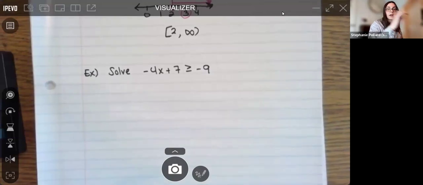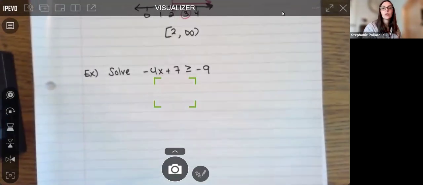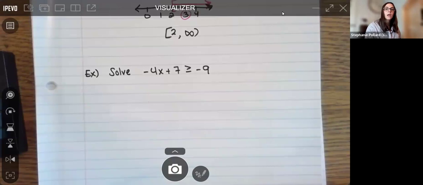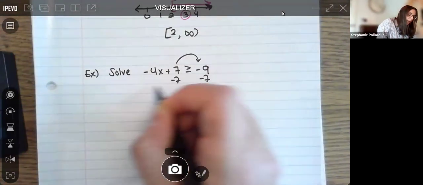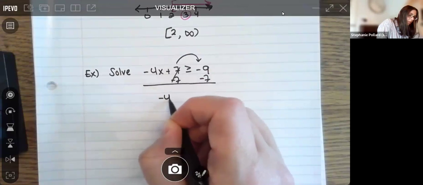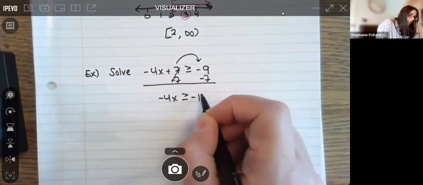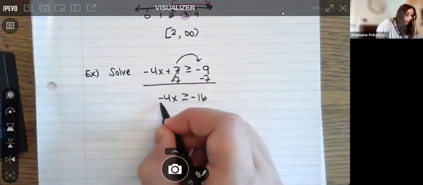All right, -4x plus 7 is greater than or equal to -9. Again, we're just going to solve as usual here. I don't see any parentheses or fractions or anything. I'm going to start by bringing the 7 to the other side and subtract that. Again, no issues with adding or subtracting.